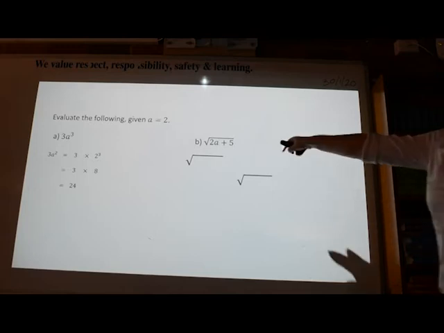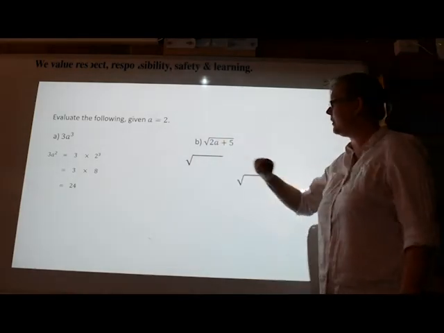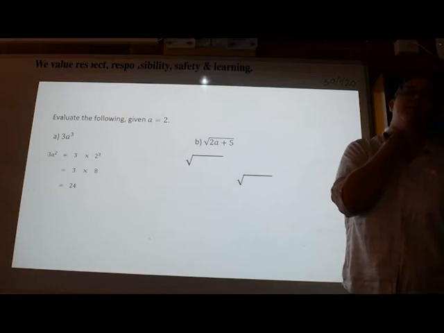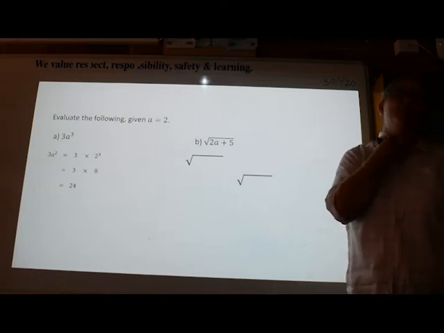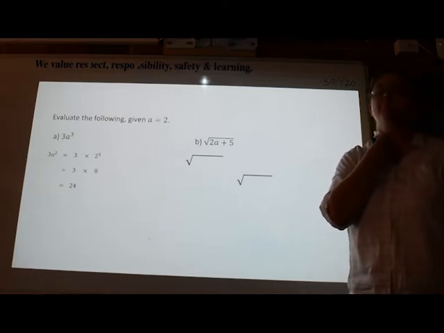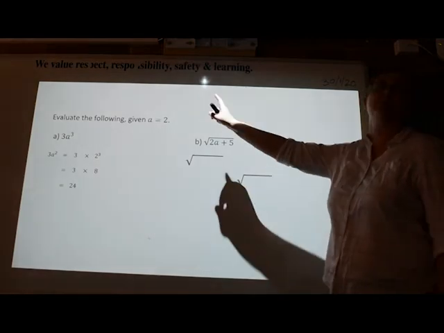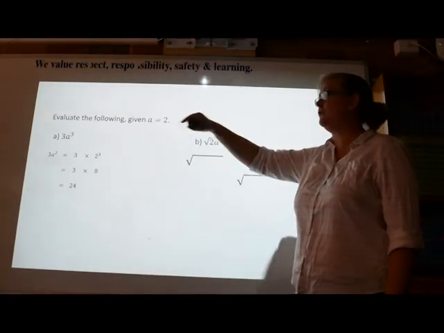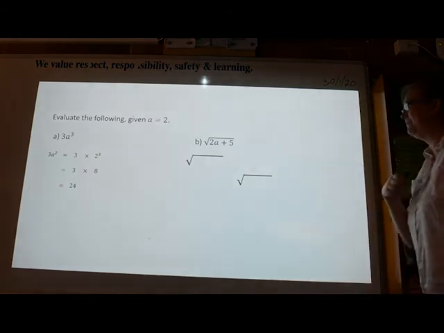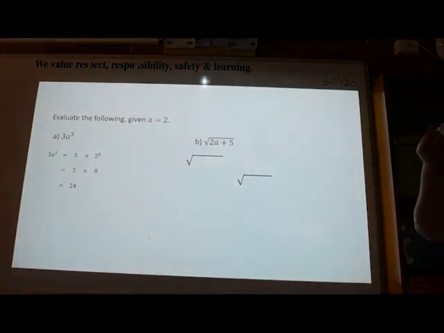Here's our next one. We have the square root of 2a plus 5. What's a equal to? 5.2. It's in the question. It's not a trick question for you. It's given to us. What was step number 1? Write it down.